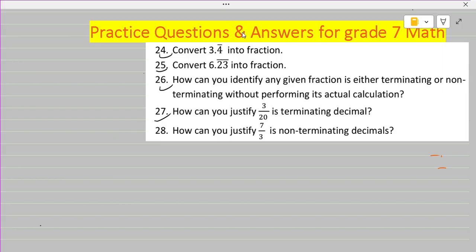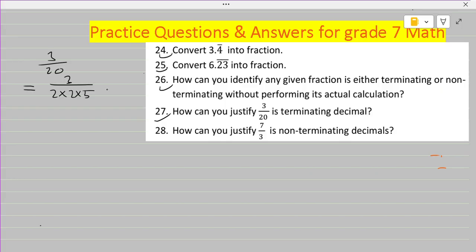So in number 27, how can you justify 3 by 20 is a terminating decimal? Same thing what we have discussed in number 26. So 3 by 20. If you see 3 divided by 20, let's break 20: it's 2 into 2 into 5, 4 5s are 20 and 4 is 2 into 2. So you see here only 2 and 5. Other factors than 2 and 5 you don't see in the denominator. That is why it is a terminating decimal.